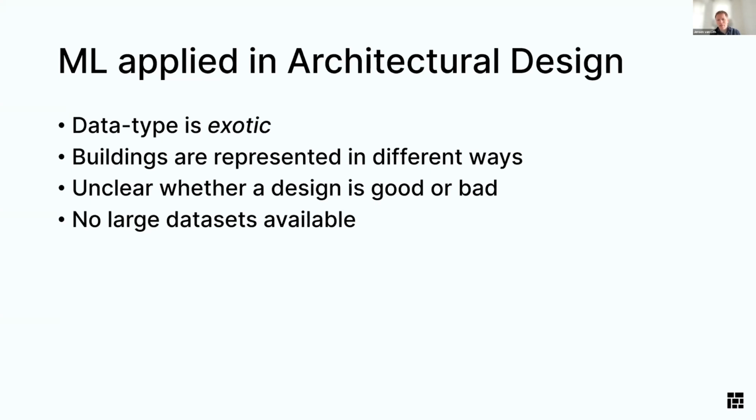And what also makes it a little bit more difficult within architecture is that we don't really have large data sets available. We cannot just, like for ChatGPT, scrape the internet and get all the text. We cannot do that, sadly, because there are no good data sets available. And that also makes it a little bit more difficult to apply ML in architecture design.